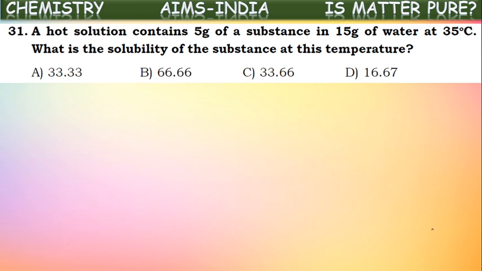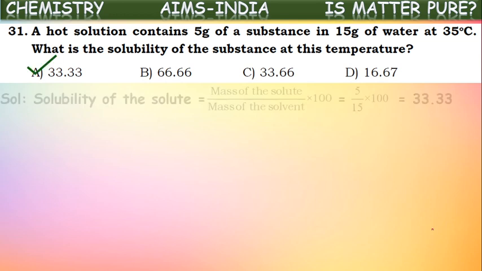A hot solution contains 5 grams of substance in 15 grams of water at 35 degrees Celsius. Okay, a solution is having 5 grams of some substance dissolved in 15 grams of water at a particular temperature. What is the solubility of that substance at this temperature? So what will be the solubility? Let us see the solution for this.